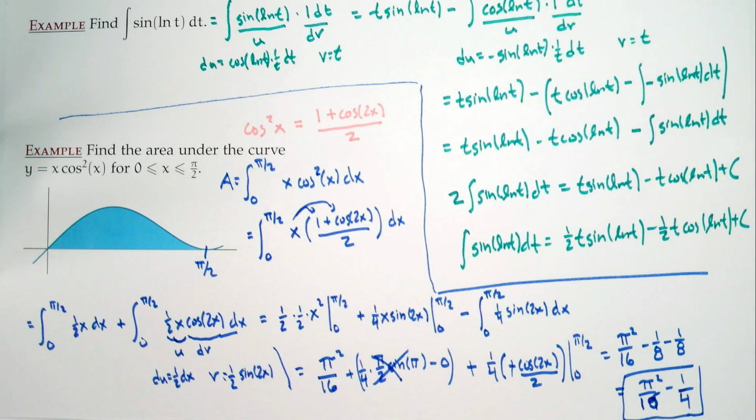Good. Now, sanity check. Is it positive? Well, yeah, pi squared is at least 9, right? Because pi is bigger than 3. So 9/16 minus 4/16 is a positive number. And it seems reasonable. It might even be true. No, it probably is true. We did the math. It checks out. Okay, well, good.